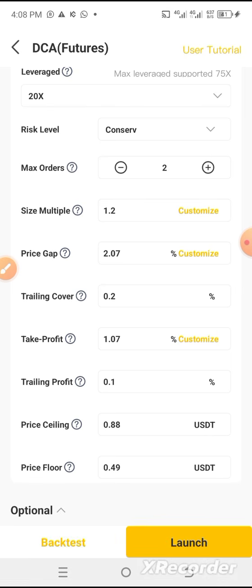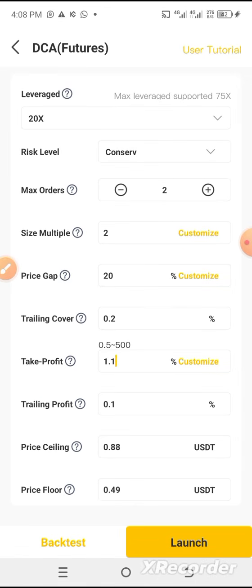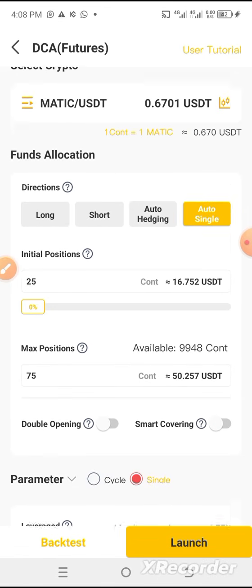20%. Okay, then this is 2. Then we are making this 2. Okay, then we are making this 25, or you can just put it as 20. Then we are making this 1.1, the profit 1.1. Now we are through with this side. We are going up again.